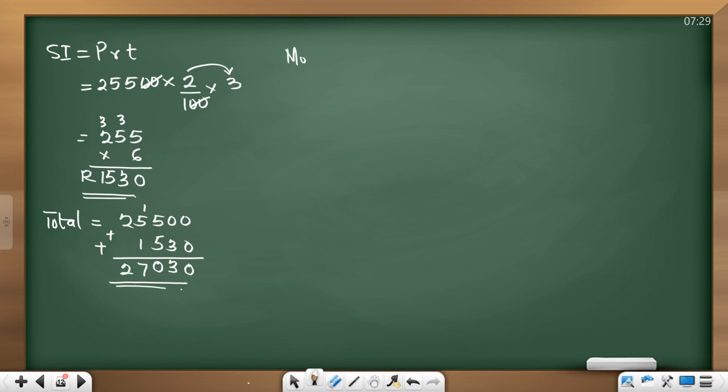Now, monthly. How much is she owing? It's 27,030 divided by how many years? Remember, 3 years. But we are talking about months, so it's 3 times 12. And that gives us 36. How do we divide this? Let's make the division very easy. You know what we do.